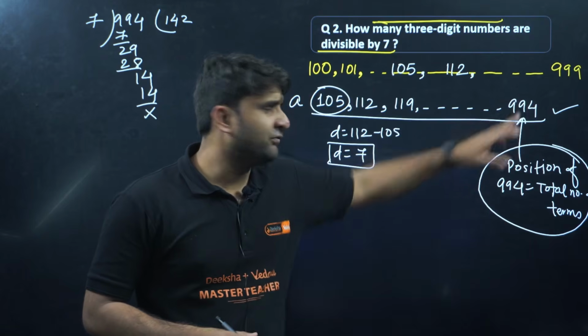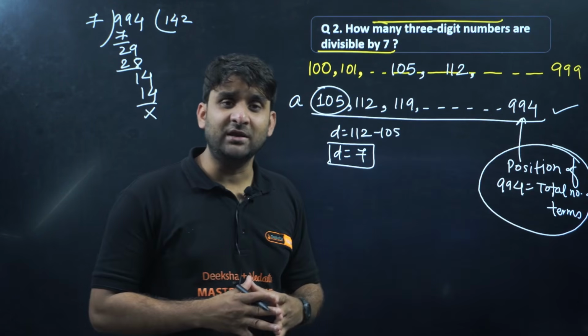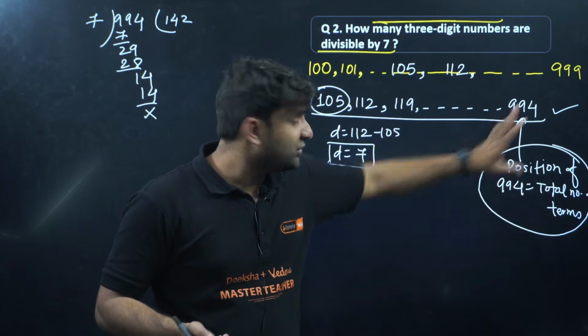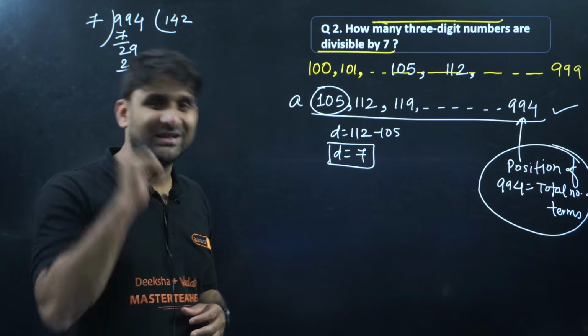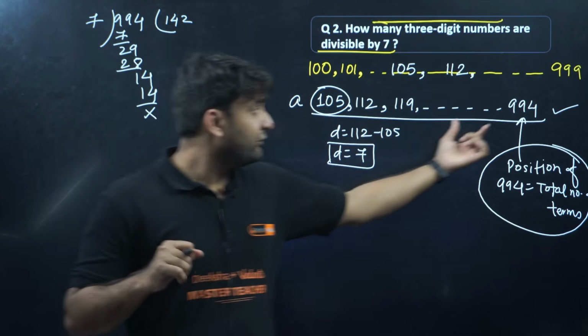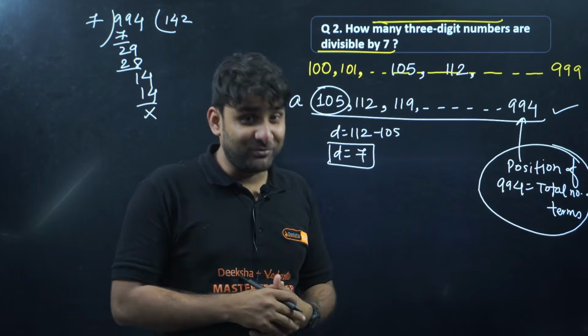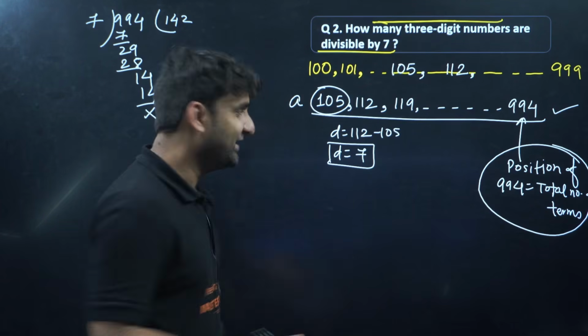Just imagine, if the position of 994 is 100th, it means 100 terms are there. If the position of 994 is 1000, it means 1000 terms are there. So basically, in this question, we have to find out the position of 994, right? And we don't know the position. So if you don't know the position, you can assume nth term.